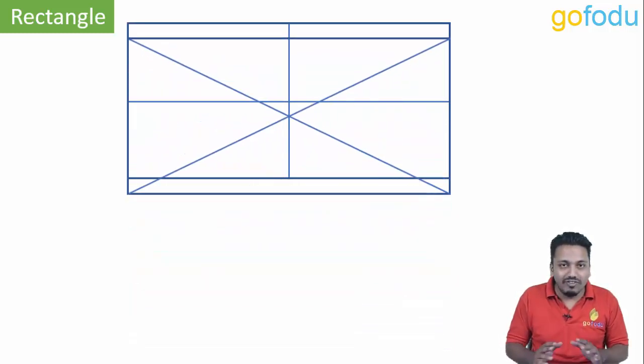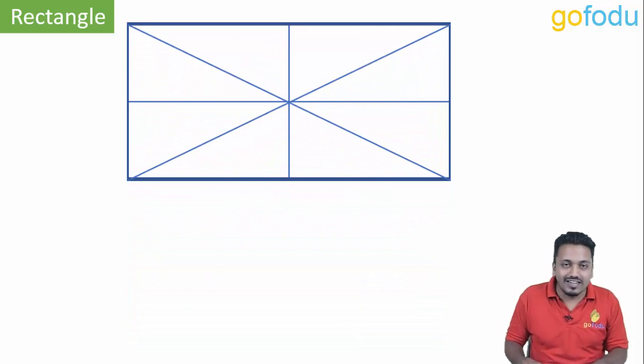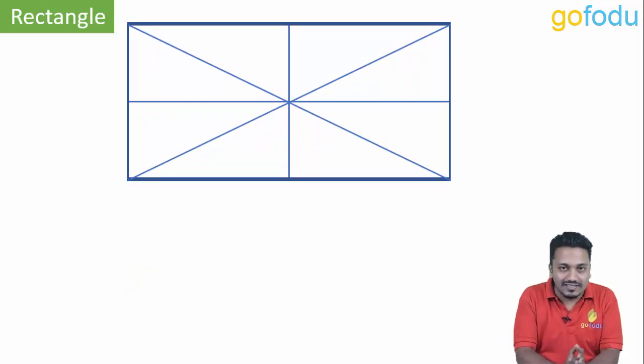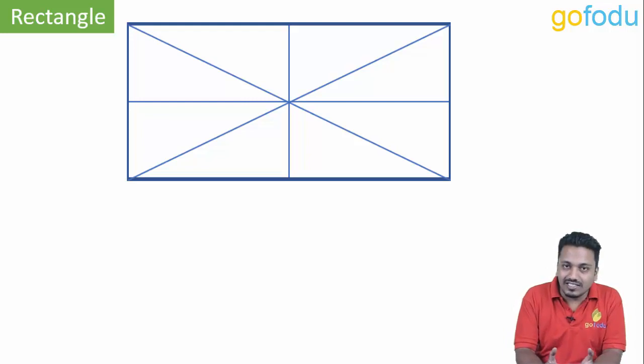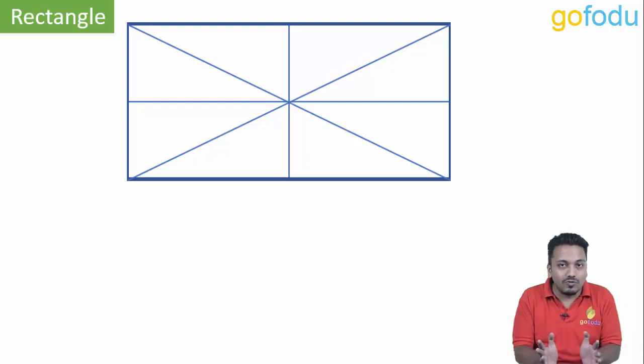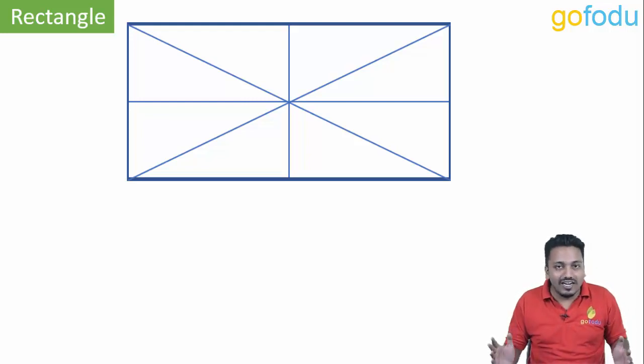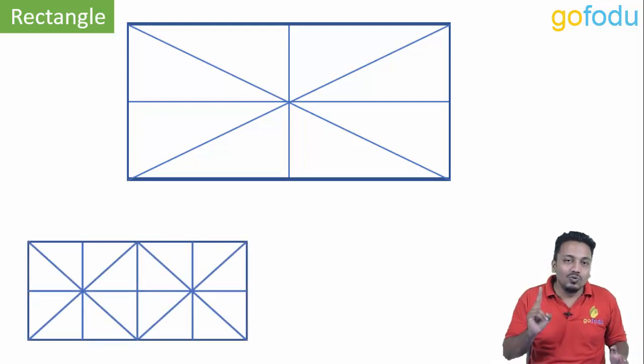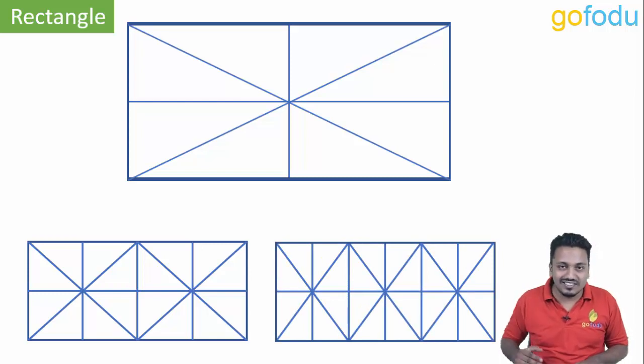Combine the two figures and we get 8 congruent triangles. That's right, 8 congruent triangles. Consider this whole figure as one section, and we can divide the initial rectangle into 2 of such sections. Or we can make more such sections, right?